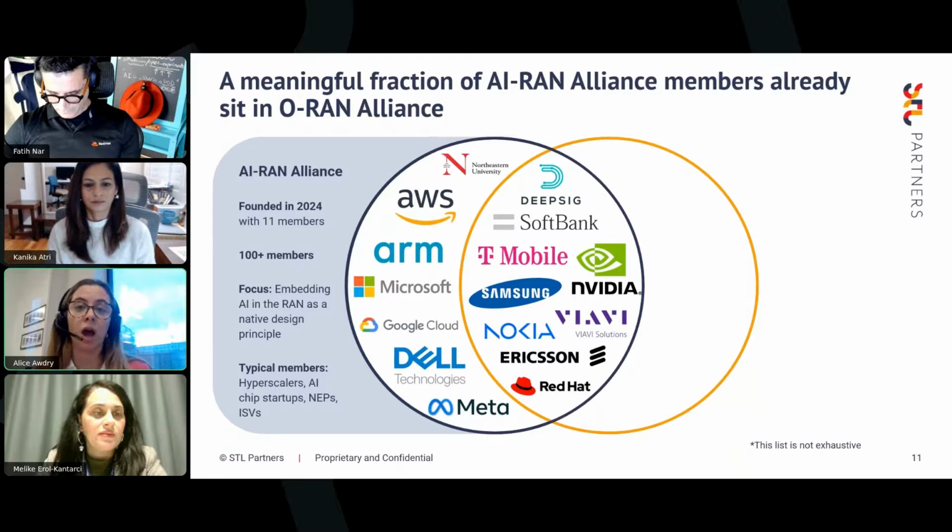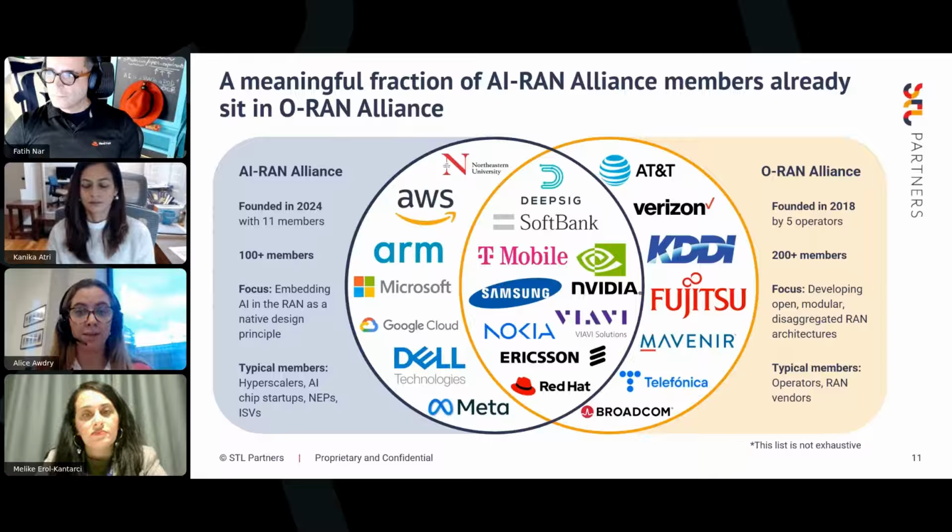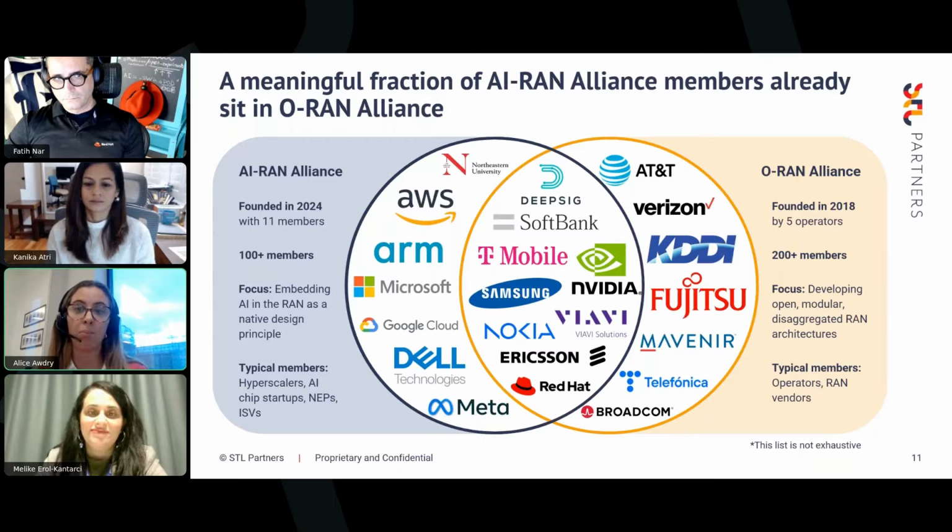In just over a year, it has grown to more than 100 members, bringing together a variety of players, including hyperscalers, AI chip companies, software vendors, network equipment providers, and some operators that all want to experiment with AI native RAN architectures. And on the right-hand side, we have the O-RAN Alliance. So this group was founded back in 2018 by 5 major operators and now has well over 200 member organizations worldwide. Its focus is on creating open, modular, disaggregated RAN architectures that are more intelligent and interoperable. Typical members here are more likely mobile operators and traditional RAN vendors.